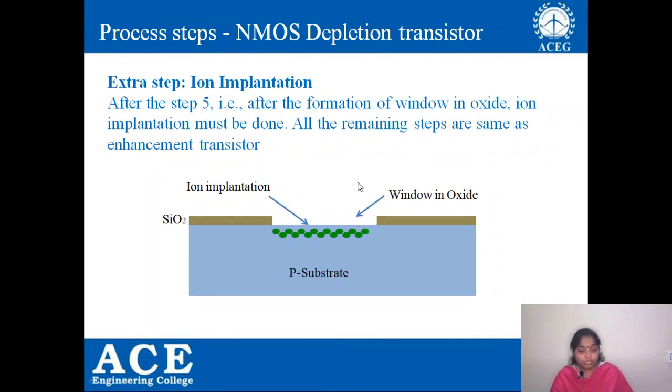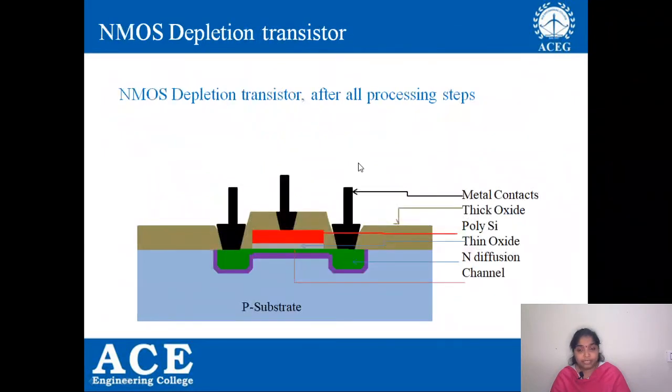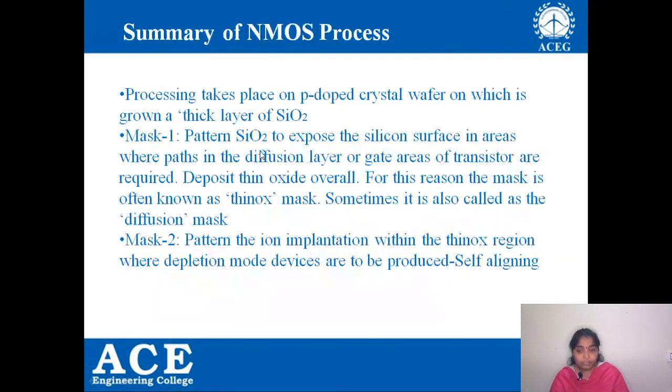Okay, so that is how to have a depletion type transistor. If you see, the depletion type transistor will be like this. You will have a depletion layer over here like this, because the depletion layer is nothing but the junction between this n-type source, channel, drain and the p-type substrate. Okay, so this is about the processing steps.